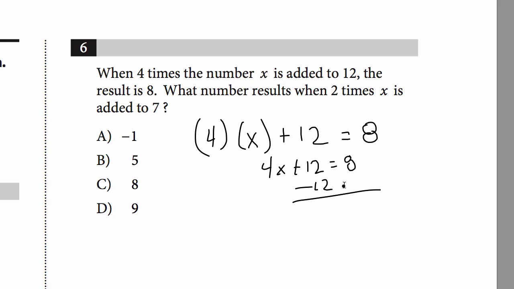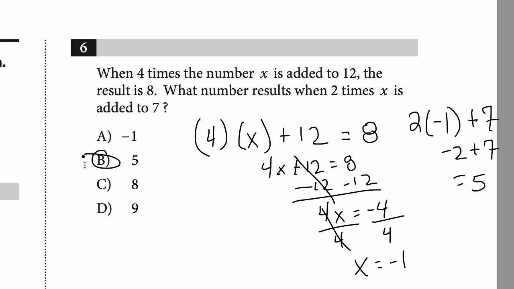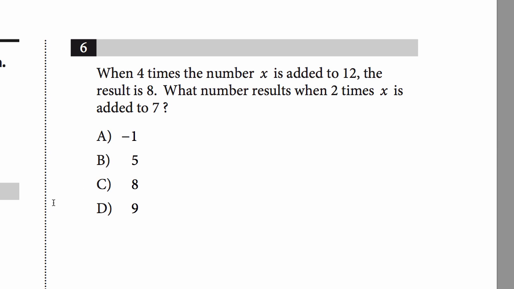We'll minus the 12, and we get 4x equals -4. Divide by 4, divide by 4. X equals -1. What number results when 2 times x is added to 7? So 2 times x, 2 times -1 is added to 7. That's -2 plus 7, which equals 5. Choice B. Done. Move on.